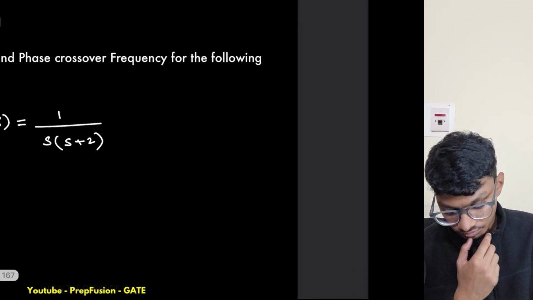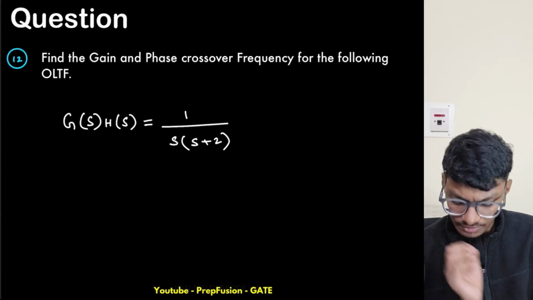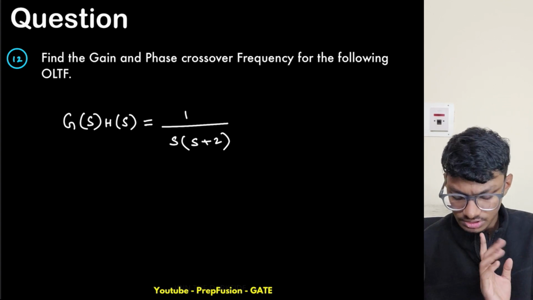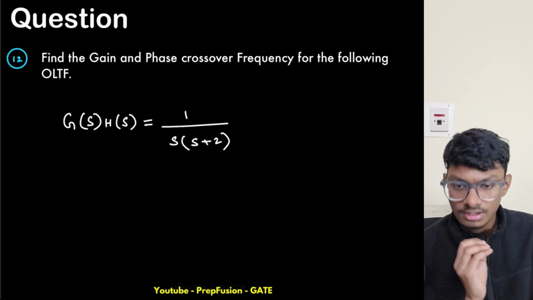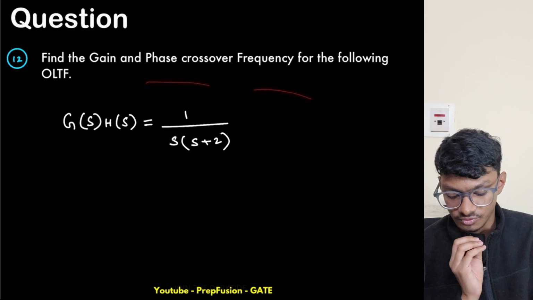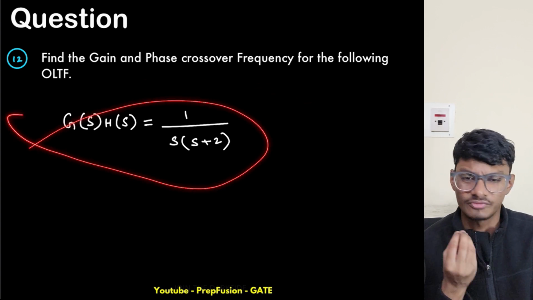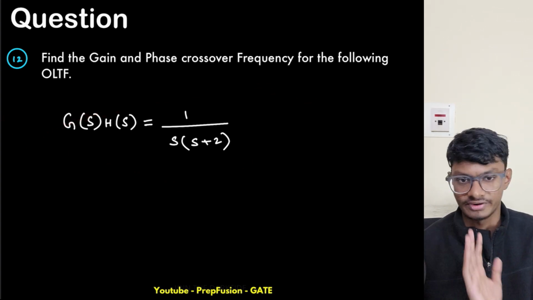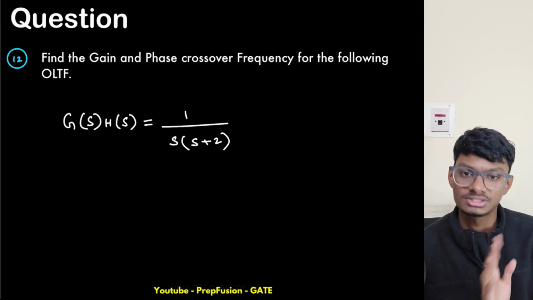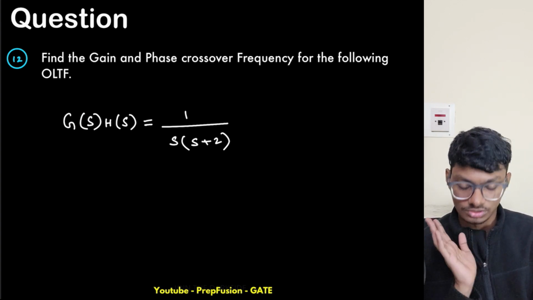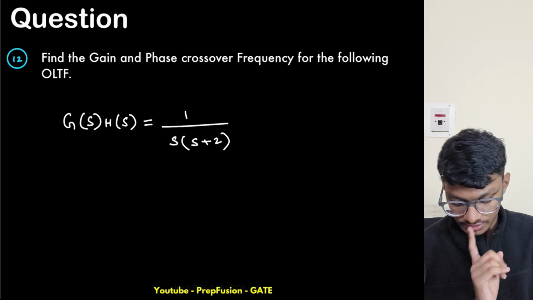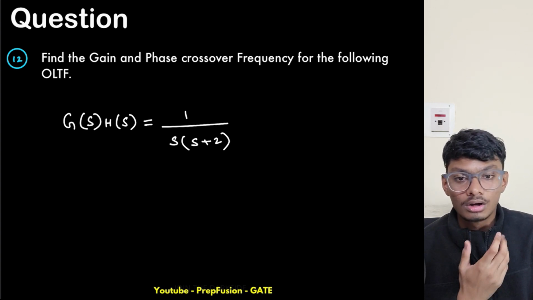Now this is the first question, very simple. You have to find the gain and phase crossover frequency for the following OLTF. The OLTF is given, and you just have to find the gain and phase crossover frequency. This is just simple mathematics, no concept at all. So pause the video and try to solve it yourself. Okay, now I will start.